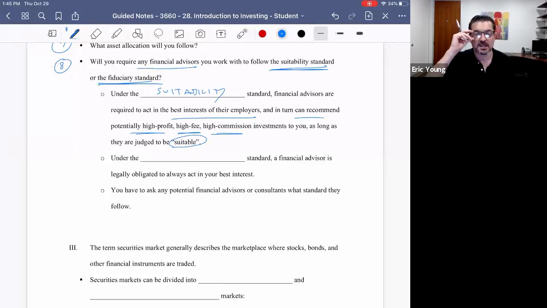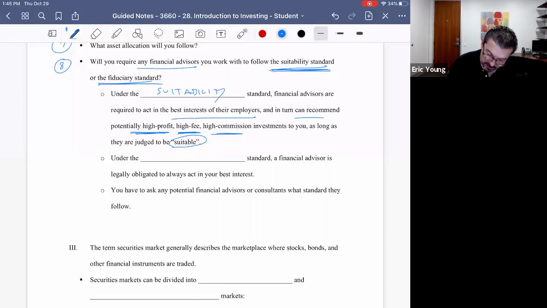Please note, my friends, especially since most of you are econ majors, suitability is not synonymous with optimal. It is possible under the suitability standard for a financial representative, a broker, your financial advisor, to recommend a product to you that is judged to be suitable, even though that product may be high profit for the firm that sold it to you, high fee for you, and high commission for the broker, okay?